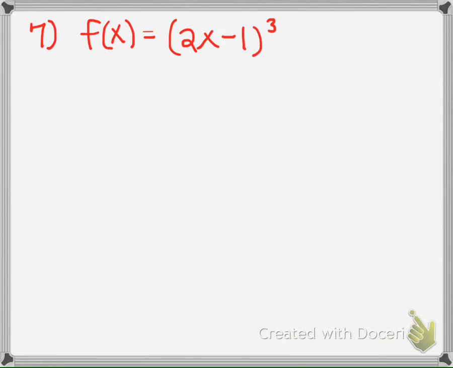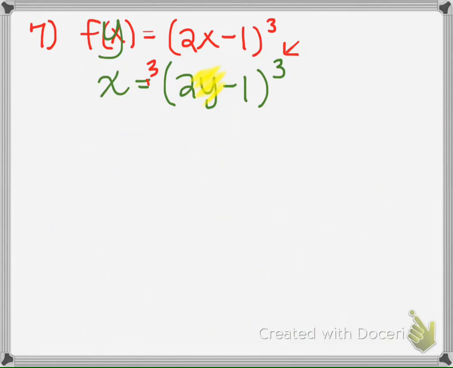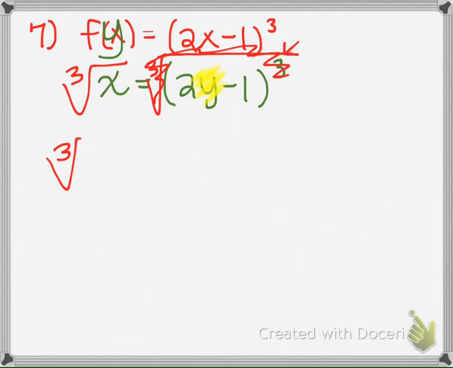Alright, number 7, so we're going to go ahead and switch the x and the y. We want to get this by itself. So first thing we're going to do is get rid of this exponent here. So we're going to cube root both sides because mathematically those cancel out. Can't cube root just x, so we just leave it there.